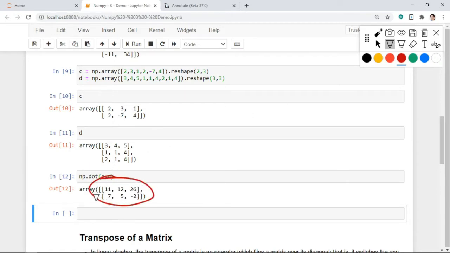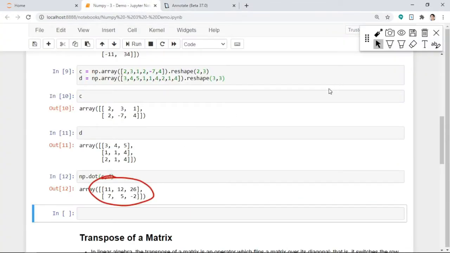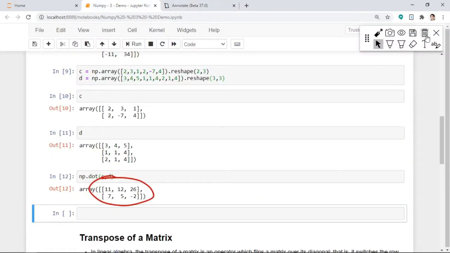11, 12, 26, 7, 5, negative 2. Let's see our manual computation: 11, 12, 26, 7, 5, negative 2. So far so good. I'm emphasizing here, I hope you're appreciating the NumPy library. If you do this manually, imagine if I have a 4 by 4 matrix or 5 by 5 or 6 by 6. Imagine the number of steps you will do. Let me clear this one out.